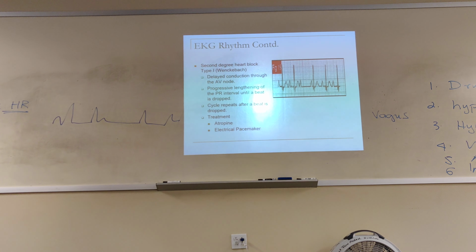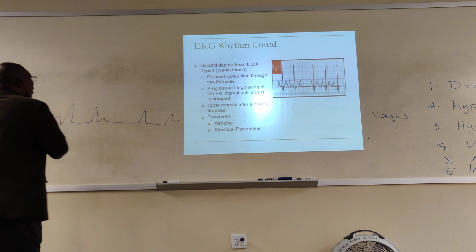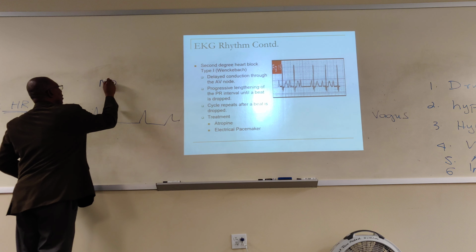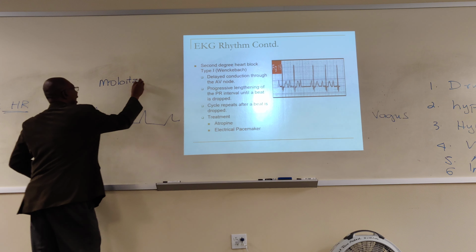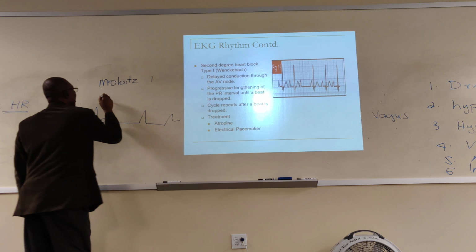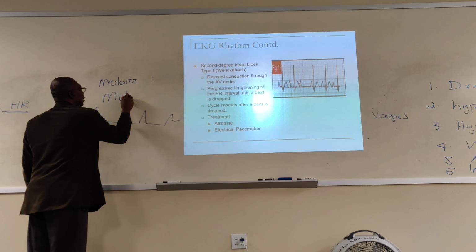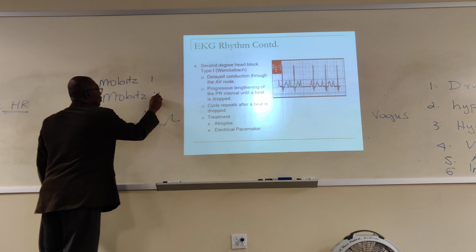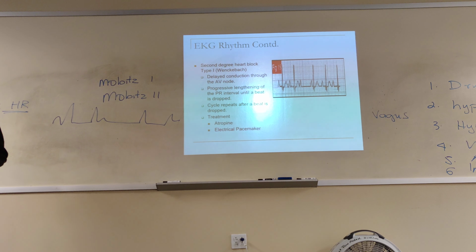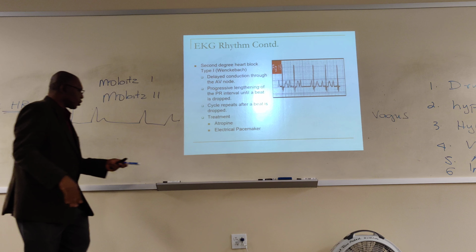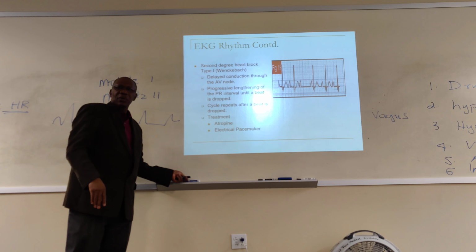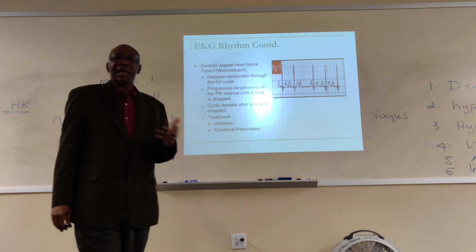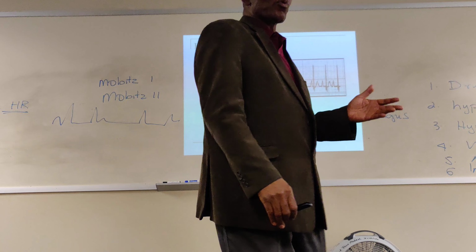But we have two types of second degree heart block. We have what they call Mobitz type 1, and then we have Mobitz type 2. Mobitz type 1 is also called the Wenckebach. Mobitz type 1.